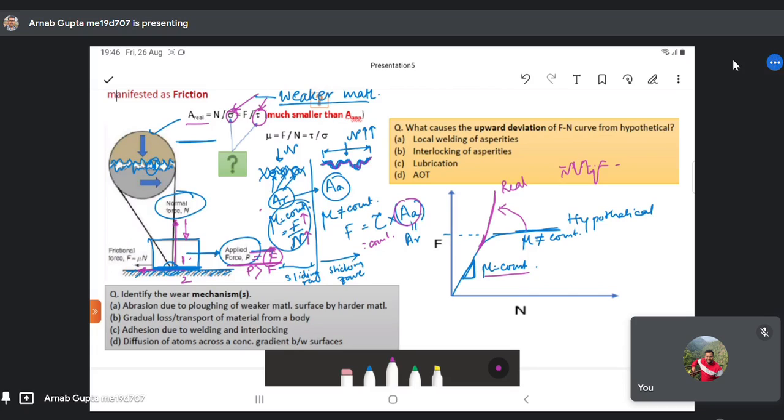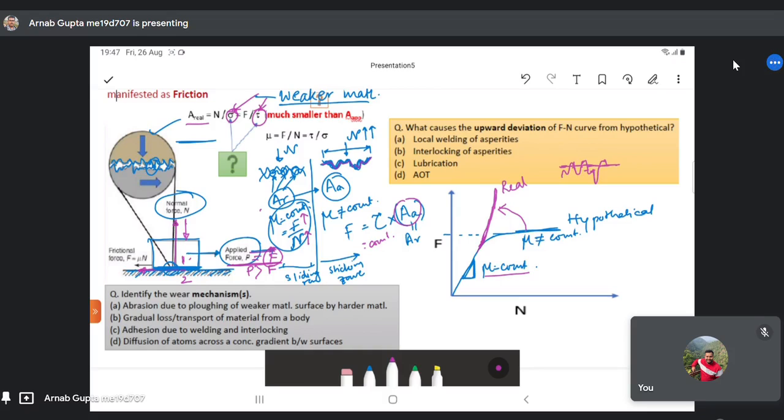Okay, to break these asperity contacts or the interlocking asperities and enable the ball to slide forward. That's why in the real scenario, the coefficient of friction increases rather than approaching a constant. I mean, the friction force doesn't attain a constant value, rather it increases.